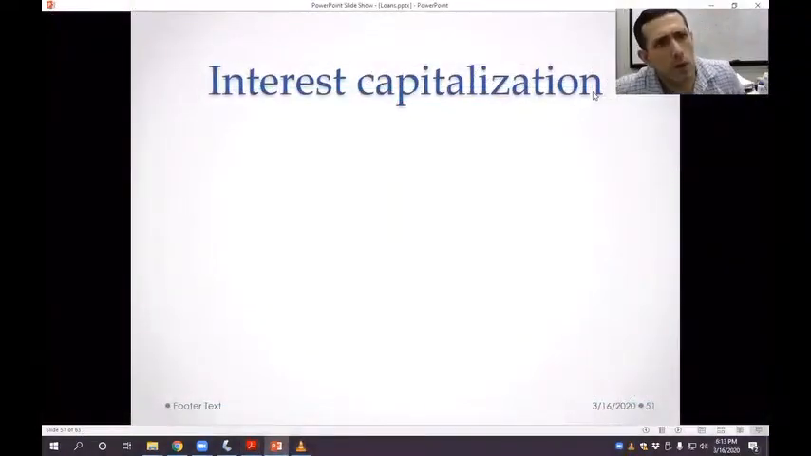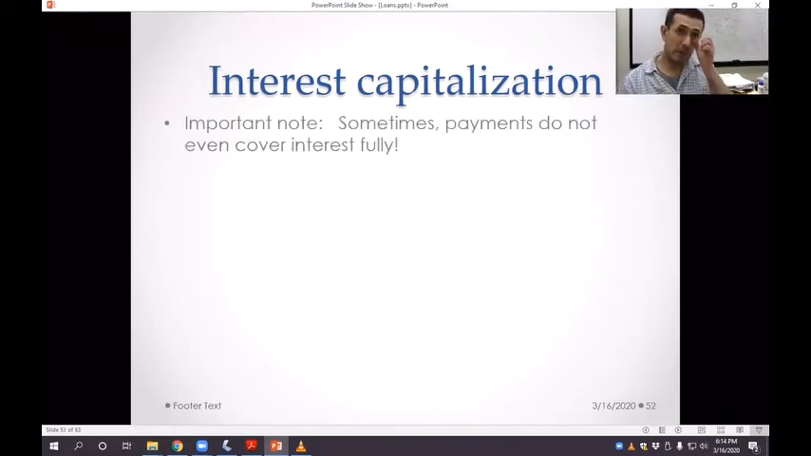All right, so I want to finish off the basics of loans by talking about interest capitalization, which is an unfortunate situation that does happen if you're not careful when you take out a loan. Hopefully, this doesn't ever happen to anyone in a major way. But anyway, what is interest capitalization?